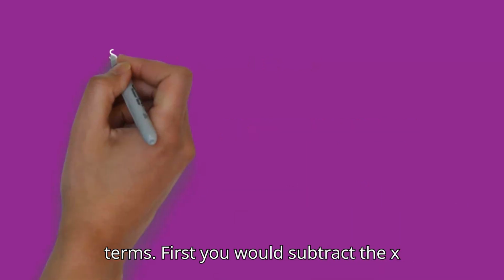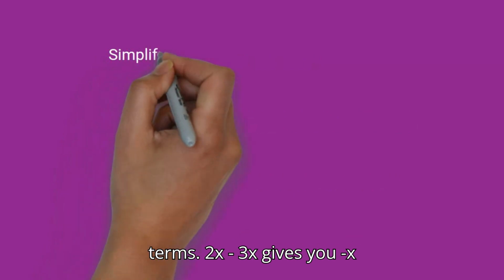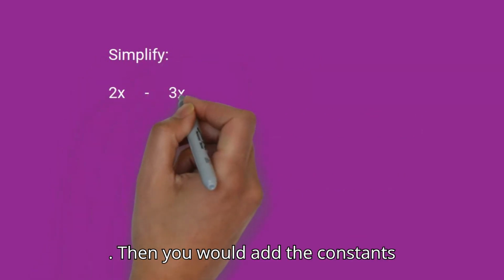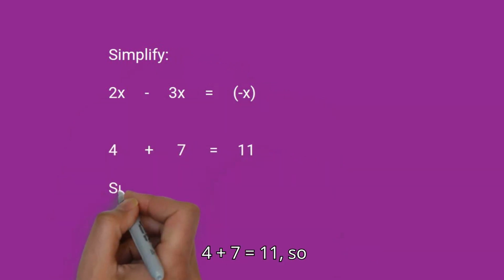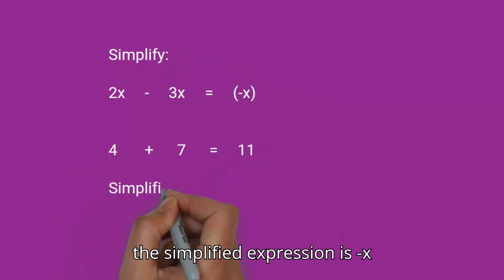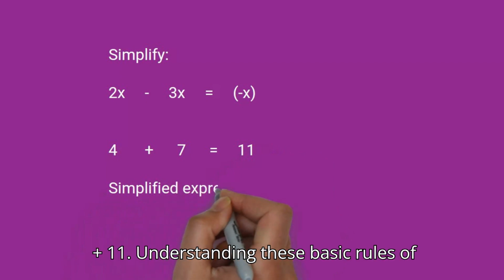First, you would subtract the x terms. 2x minus 3x gives you minus x. Then, you would add the constants. 4 plus 7 equals 11. So, the simplified expression is minus x plus 11.